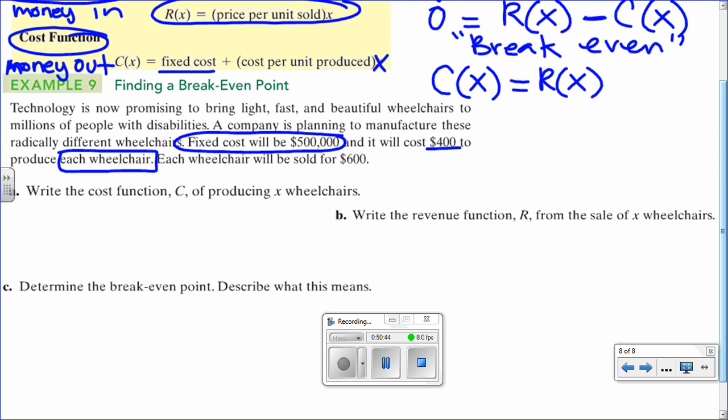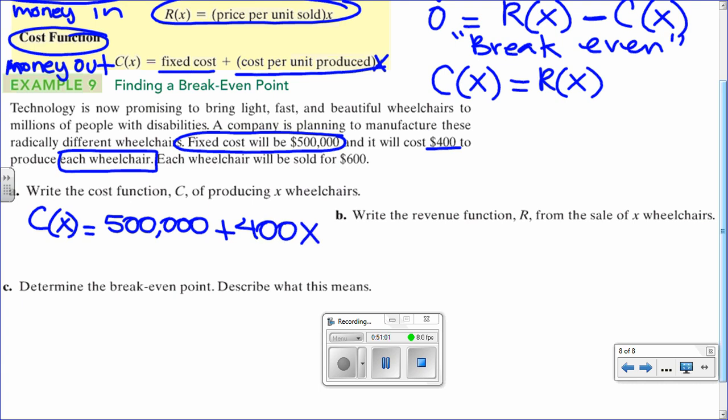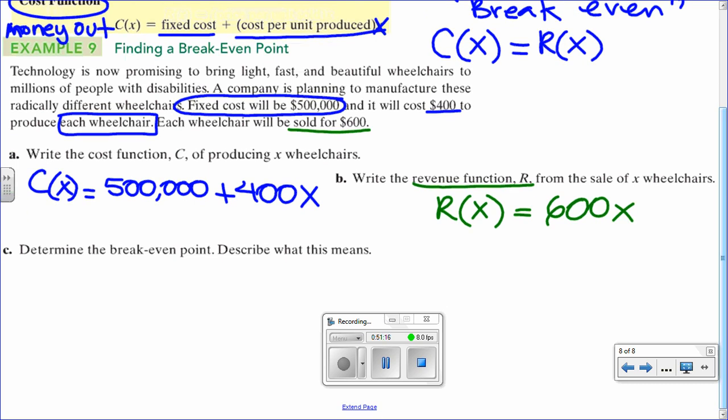So let's write the cost function. So C of x will equal the fixed cost, which is 500,000, plus the cost per unit, which is 400 per unit. That's cost. Now, revenue function, coming from here, they will be sold for 600. So 600 per unit. Now determine the break-even point.